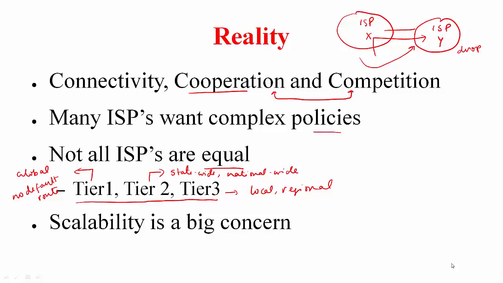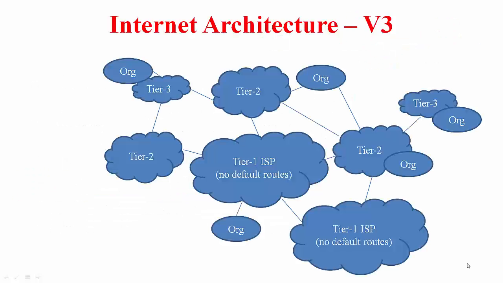Each ISP itself will have many routers, and when you interconnect ISPs overall, there will be many routers in the internet. So when you handle routing, scalability is a big concern that also needs to be handled effectively. So this is more the reality today. So you have these big tier 1 ISPs which have no default routes. For example, AT&T and Sprint are examples of tier 1 ISPs, which provide service to tier 2 ISPs, which in turn provide service to tier 3 ISPs.